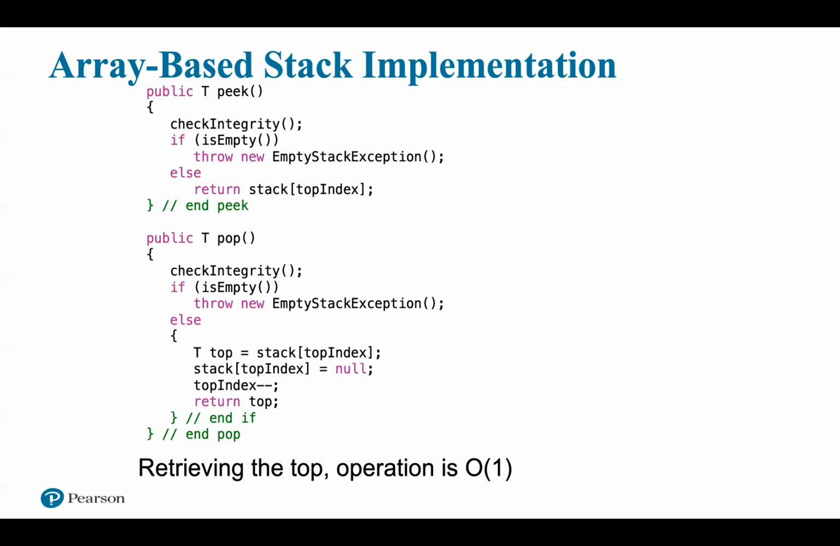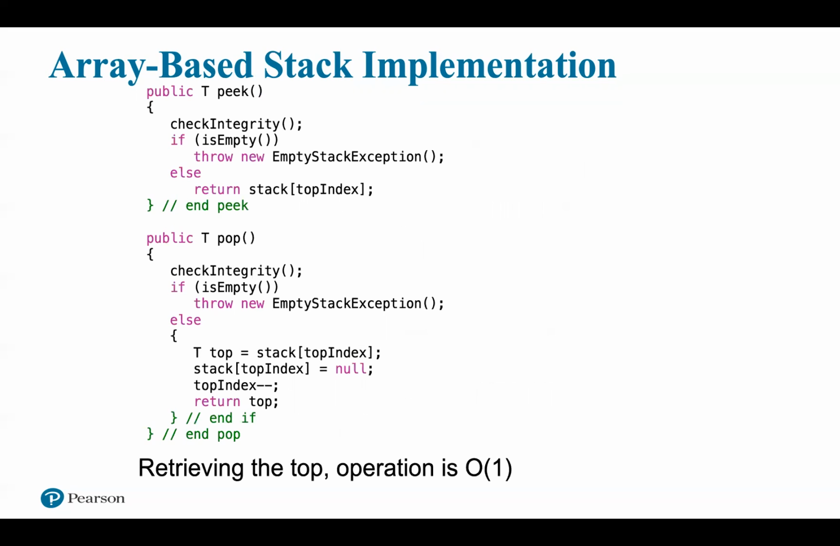So here we're looking at retrieving the top and removing the top. The first, on the top, the operation peek either returns the array entry at the top index or throws an exception if the stack is empty. The operation is big O notation 1.